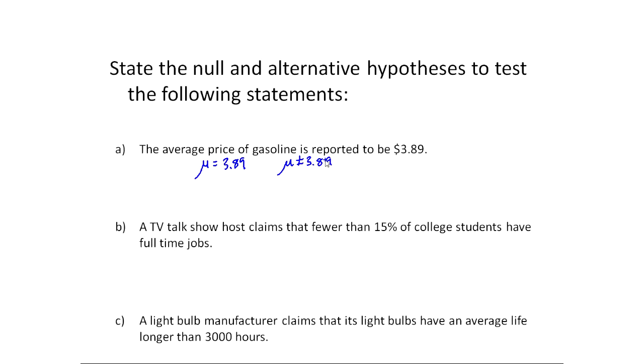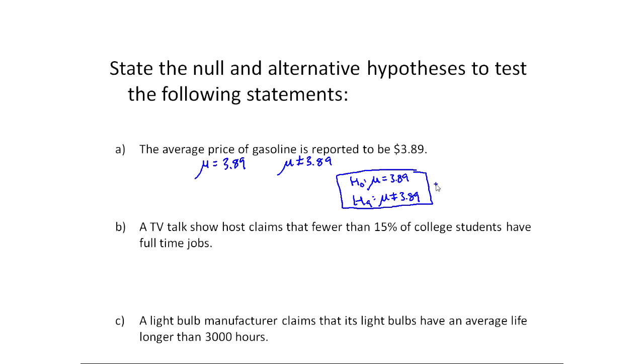Okay, whichever has the equality goes to H naught. So my null hypothesis will be that the mean equals 3.89, and the alternative will be the mean does not equal 3.89.